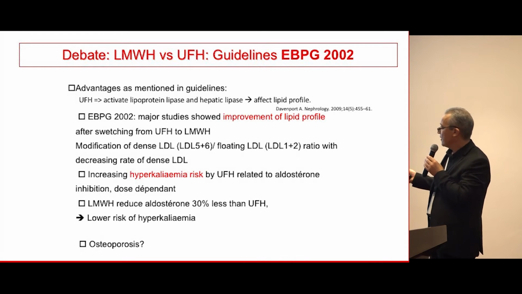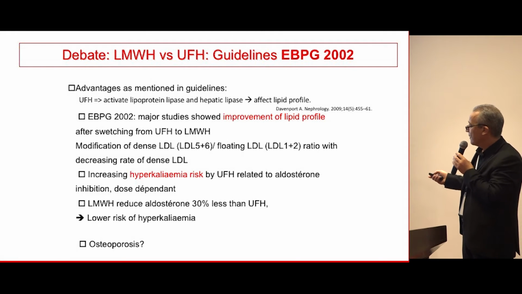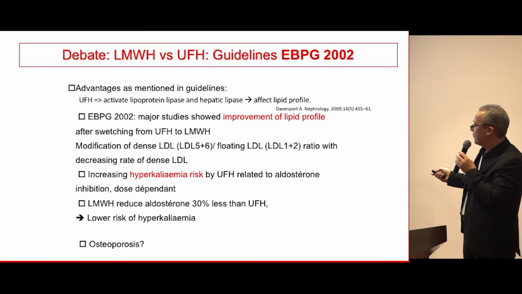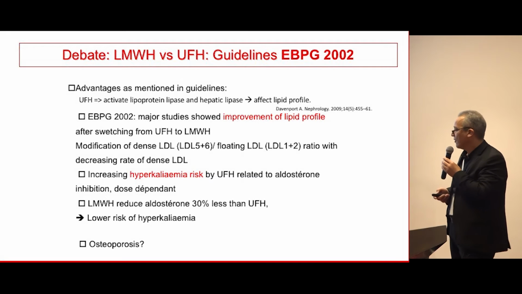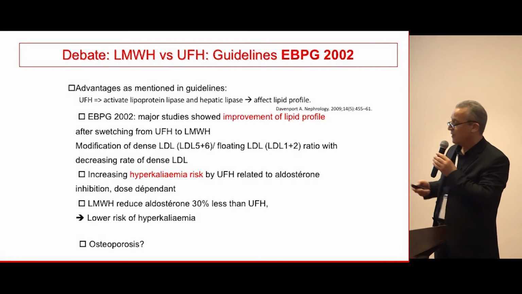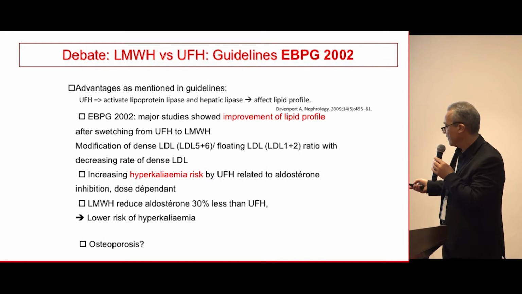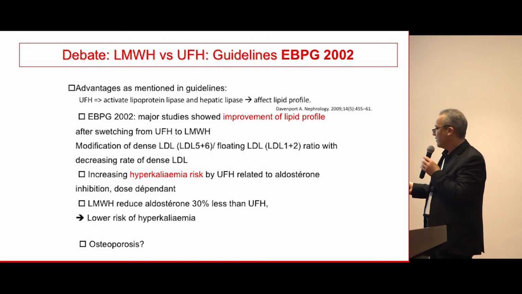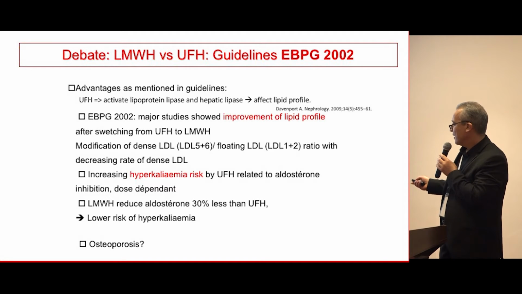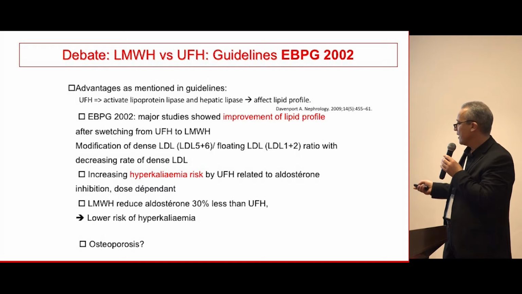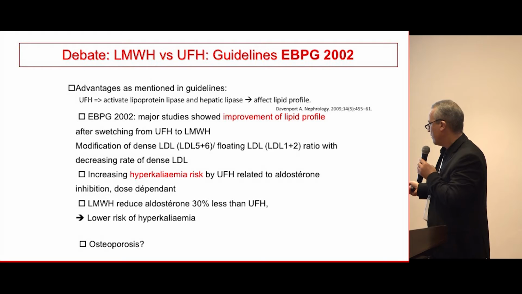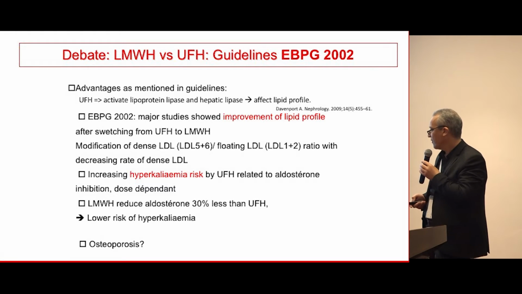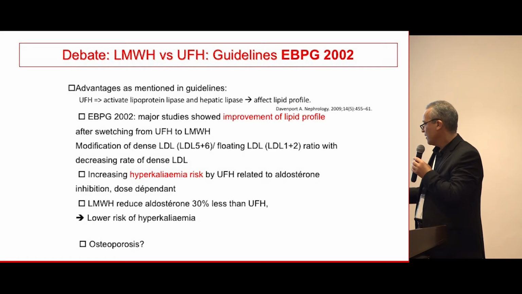And it said that the advantage, as mentioned in the guidelines, is that major studies show an improvement of lipid profile with low molecular weight heparin, and especially reducing the dense LDL, I mean LDL 5 and 6, and that has an anti-atherogenic effect. Also, low molecular weight heparin causes less hyperkalemia compared to unfractionated heparin, related to the aldosterone inhibition with unfractionated heparin, which is also dose-dependent. And low molecular weight heparin reduces aldosterone up to 30% less than unfractionated heparin.